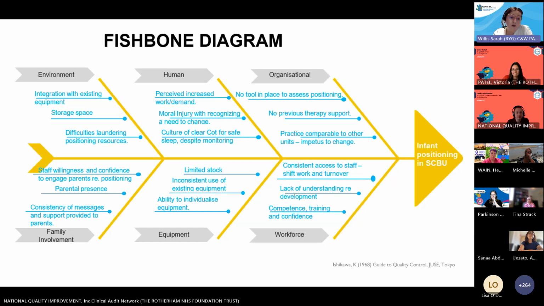So as a result, I did use the fishbone alongside another QI tool with the PDSA model.